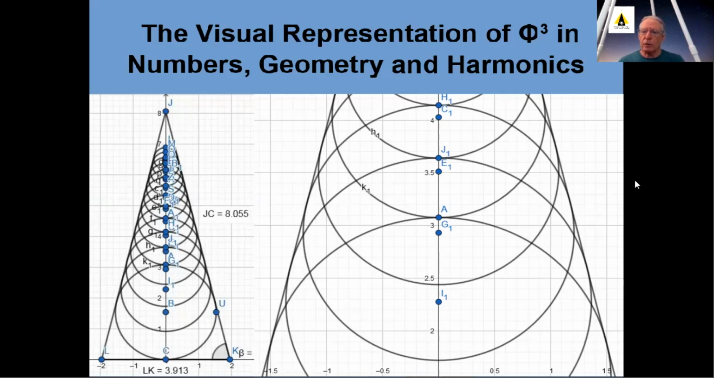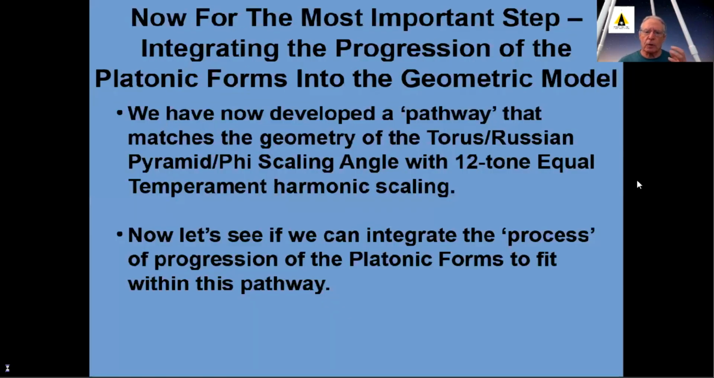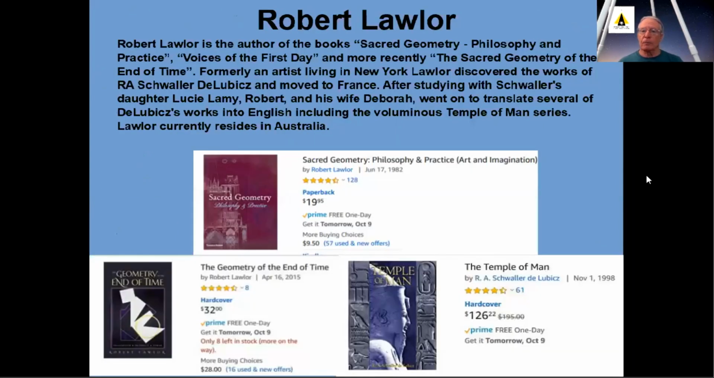So anyway, that's what this is going to look like, and this is going to be the template that we're going to be using. Again, now we have the harmonics built in, and we've got the octaves established with our icosahedra. So now we've developed that, and that's our pathway. Again, to use that analogy, we've got our pathway established. Now let's see if we can integrate the progression of the Platonic solids to fit within this pathway. So let's get going.